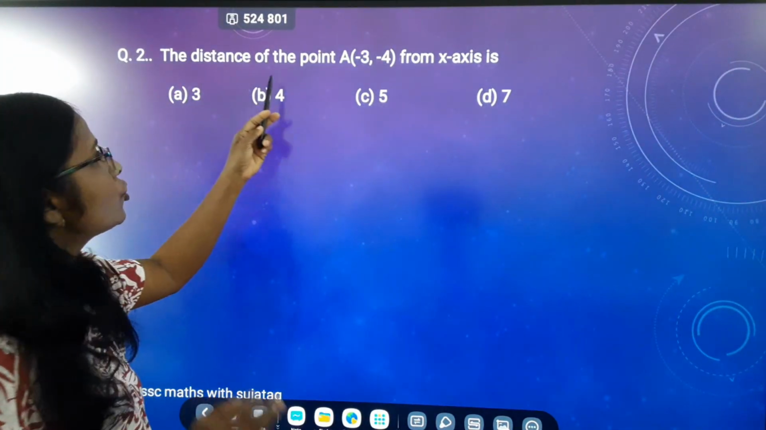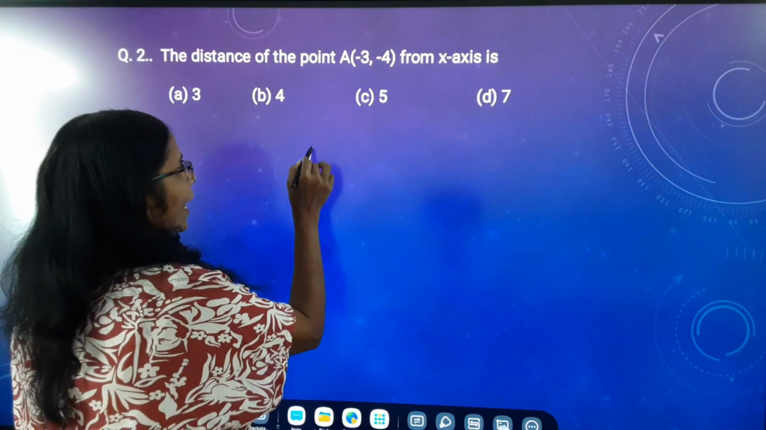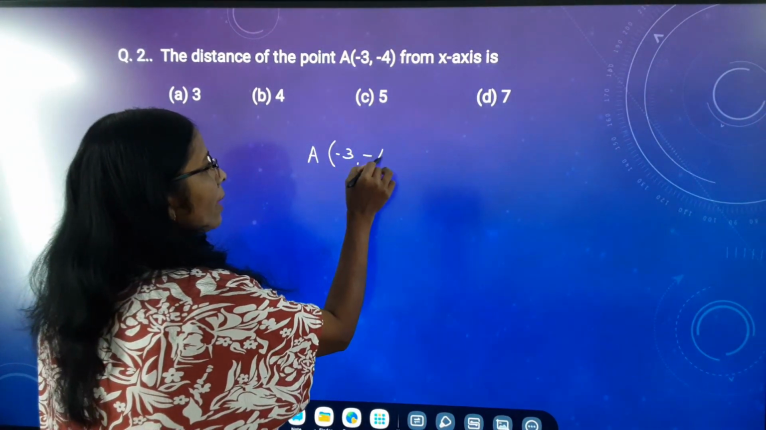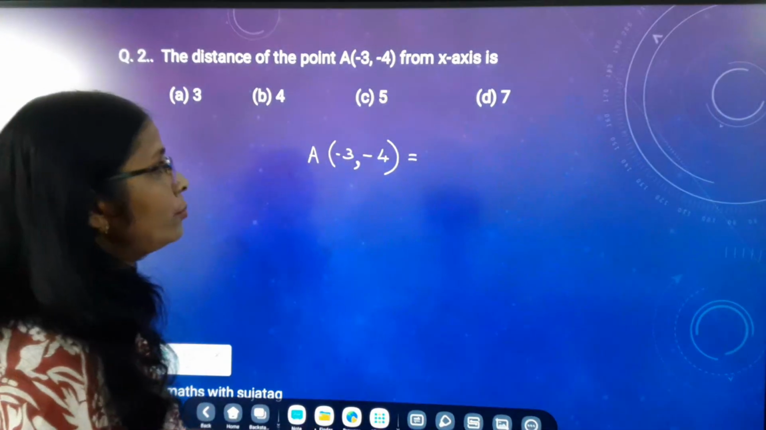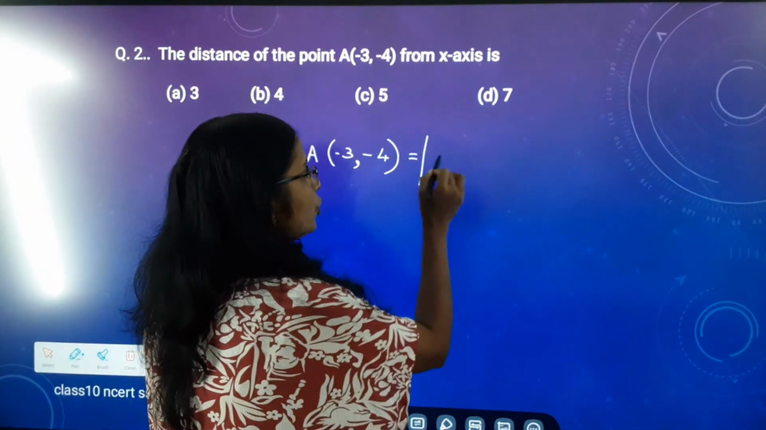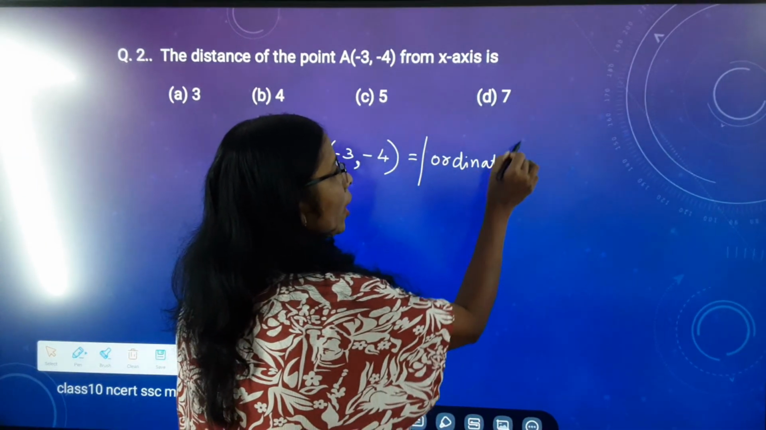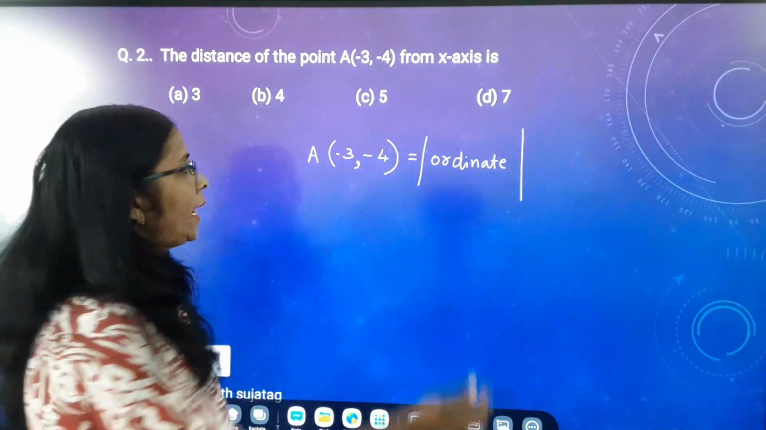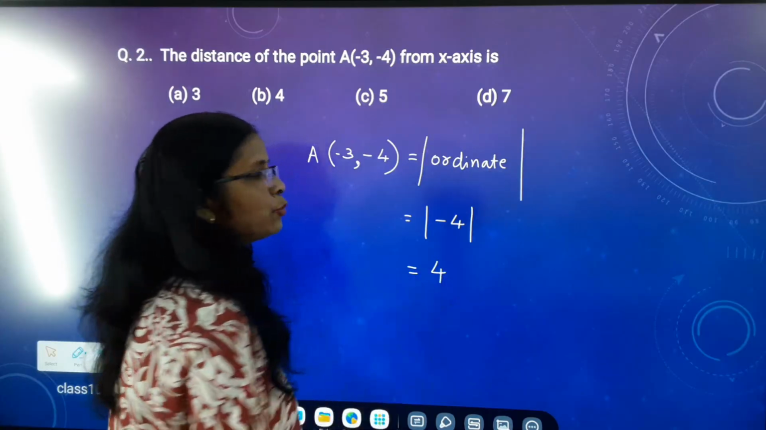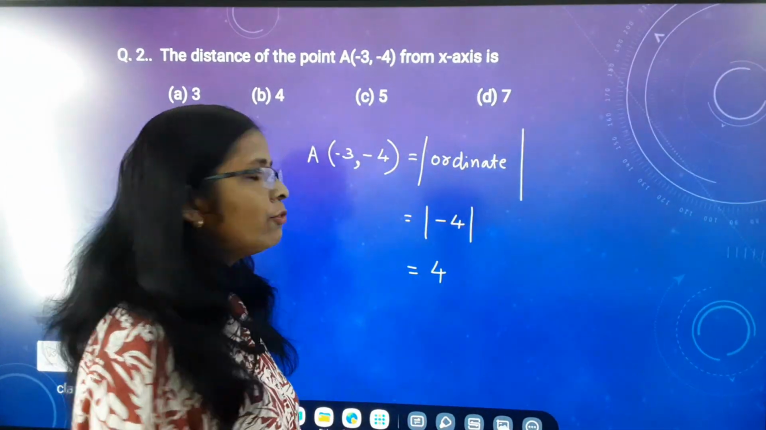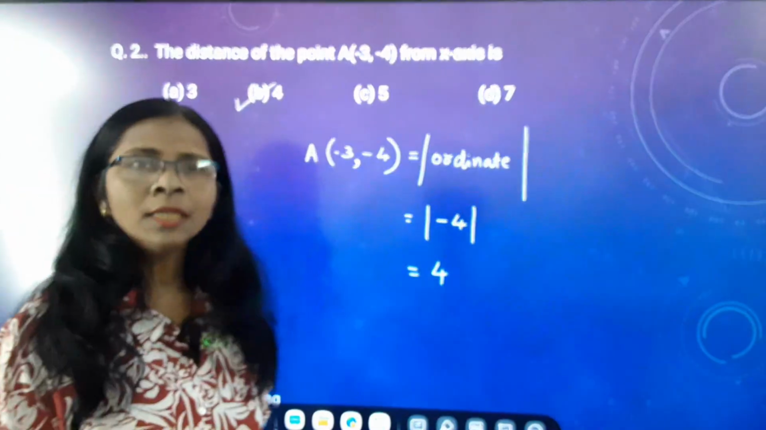See here, the distance of the point A(-3, -4), and here we have to find it from the x-axis. That means the absolute value of the ordinate. And what is the ordinate? That is minus 4. So the absolute value of the ordinate will be 4, and that means our answer is 4. So the option is B, 4.